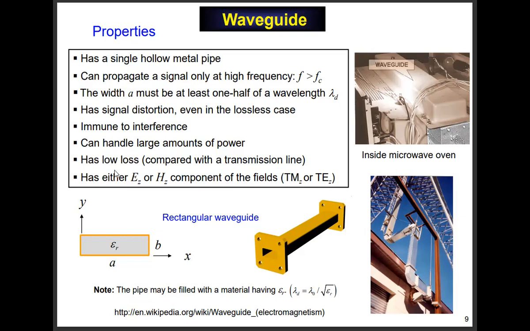Also, a waveguide has lower loss compared to any type of transmission line. Okay, it doesn't have low loss compared to a fiber optic cable, but you're not going to power radar with fiber optic, right? So it's not a fair comparison. But the reason it has low loss is because it's a hollow pipe like this.